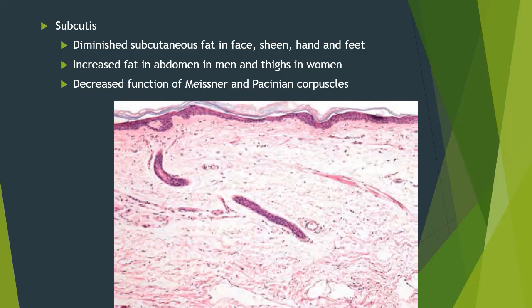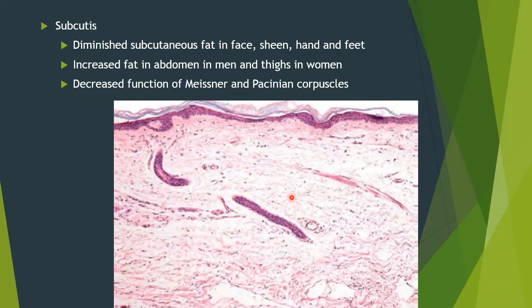Here is the skin of an elderly individual where there is epidermal thinning or atrophy. Epidermis can be seen. And the dermis also shows a lesser number of collagen and a lesser amount of ground substance, and hypodermis fat is also diminished. Okay.